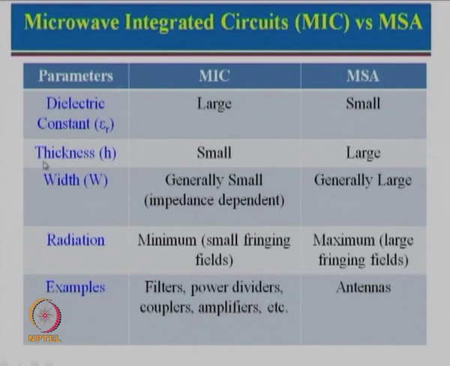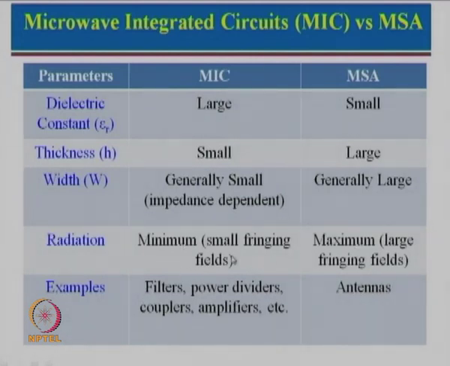A substrate is defined by different parameters, for example the dielectric constant epsilon r. For MIC we prefer epsilon r to be large, whereas for a microstrip antenna we prefer epsilon r to be small, and I will tell you the reason. For thickness, we generally take a small thickness for MIC and a large thickness for a microstrip antenna. Width is generally small for MIC, and we take a large width for, let us say, a rectangular microstrip antenna. All these three conditions lead to minimum radiation or maximum radiation.